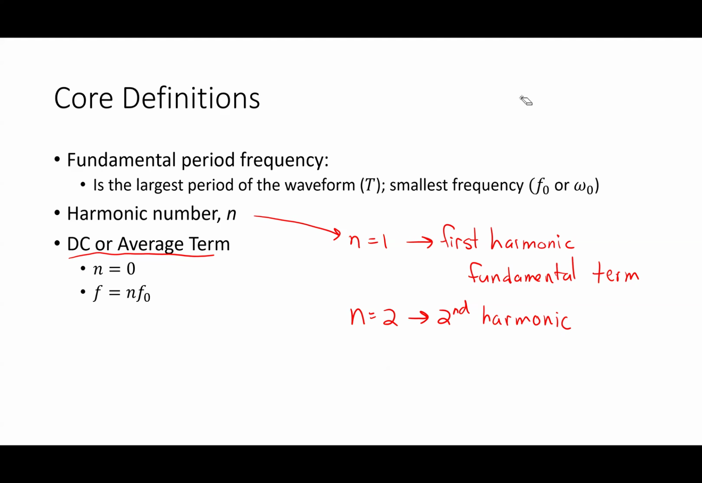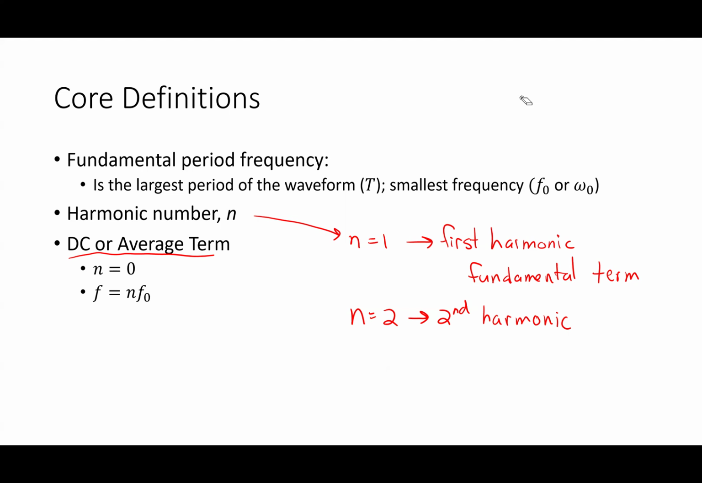All right. So a couple of key definitions that we made last time. We talk about the fundamental frequency. The fundamental frequency, we say, okay, so the smallest frequency in the waveform or the largest period of the waveform. The harmonic number n, we talk about that, right? And then we talk about the DC or average term of this thing. Remember the DC or average term.